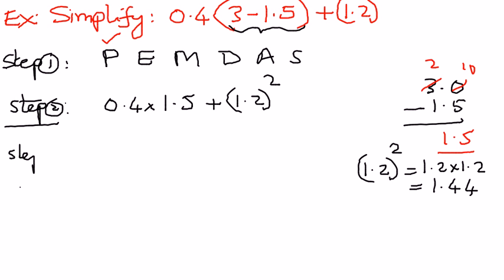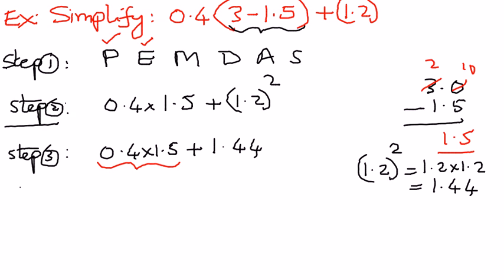Step 3. In here we're going to say 0.4 times 1.5 plus 1.44. According to our step 1, we have simplified the numbers inside the parentheses and we've expanded the exponential part. The next step we want to perform is multiplication. Do we have multiplication? Yes, we want to multiply 0.4 times 1.5. So that is what we need to do.